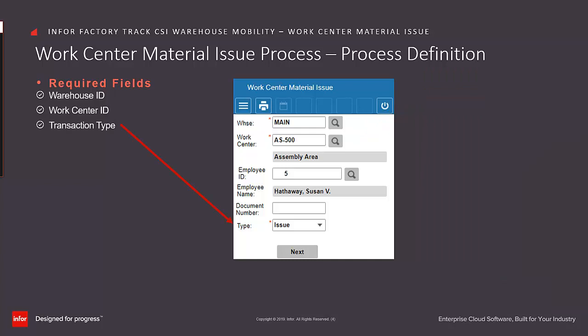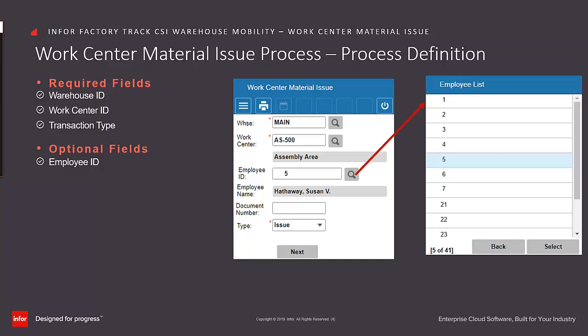Select the type of transaction you are performing. The options are Issue to take materials to the Work Centre or Reverse to remove materials from the Work Centre. We enter, scan or search and select the employee ID associated with this transaction. This field is only available if the Enter Employee option has been selected on the Transaction Set Maintenance form.